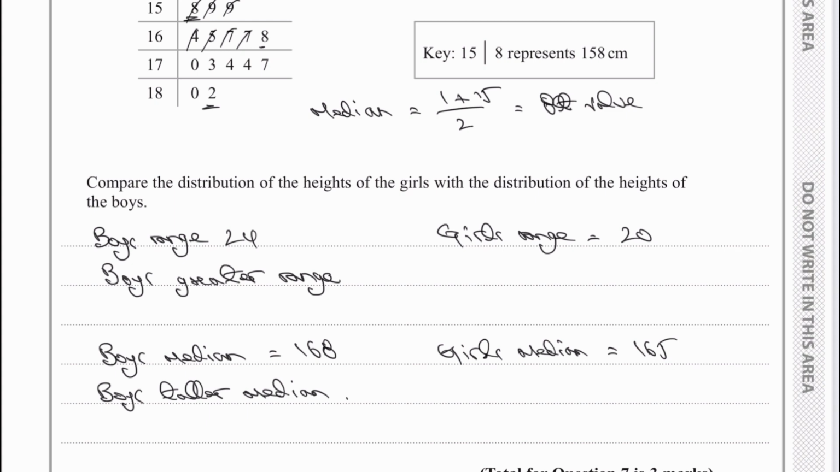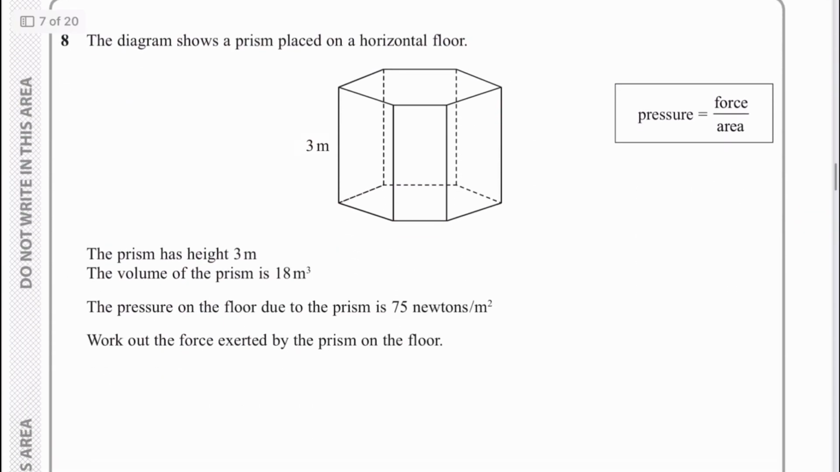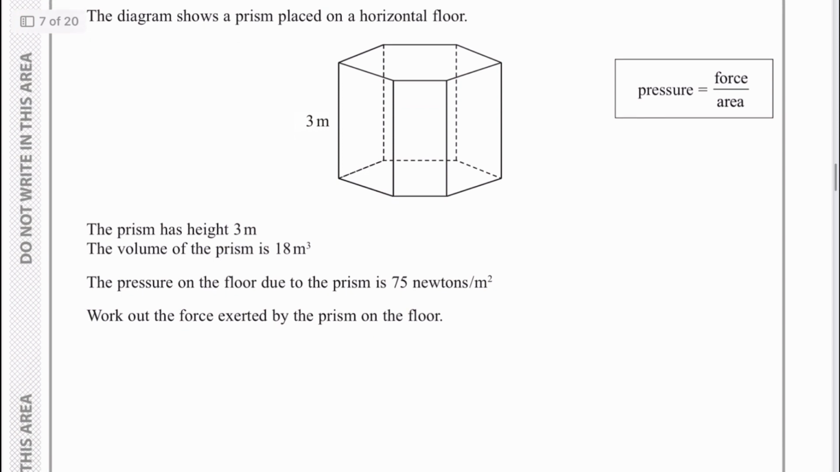Let's move on then to question number 8. Diagram shows a prism placed on a horizontal floor. So what we're being asked to do is work out the force exerted by the prism on the floor, and it very helpfully gives us the formula right at the very top here. So let's have a look at what we've got. Well, we know the pressure is 75 because we're being told that. We are going to work out the force. We need to work out the area.